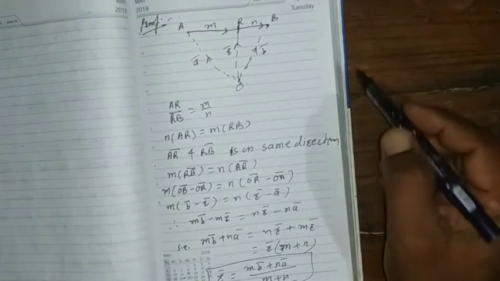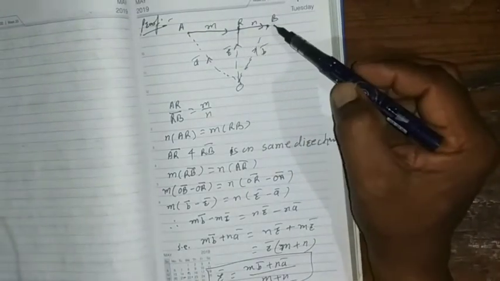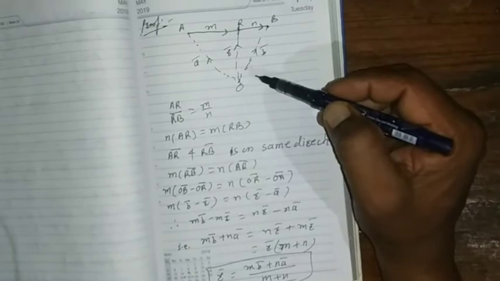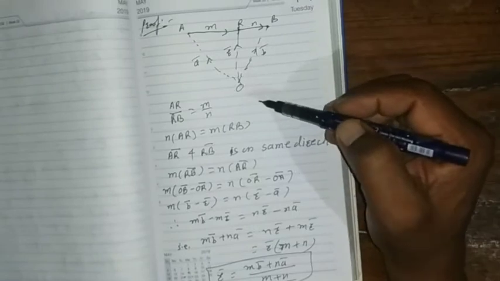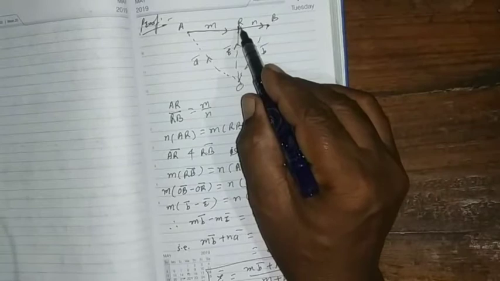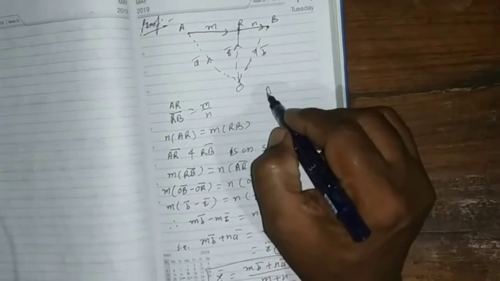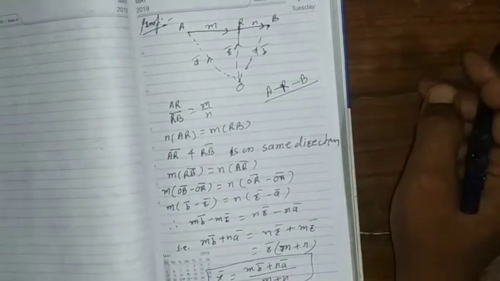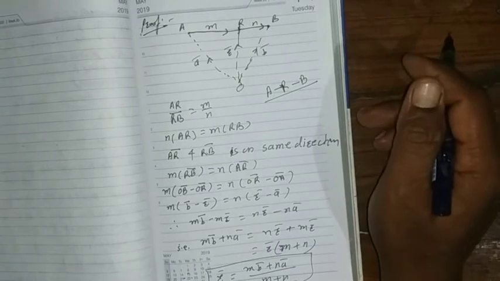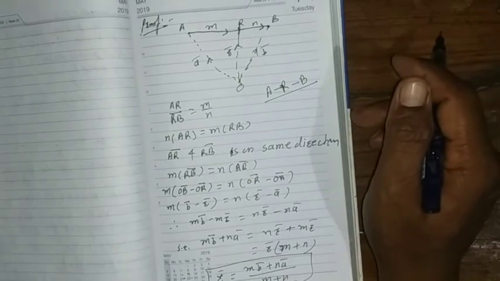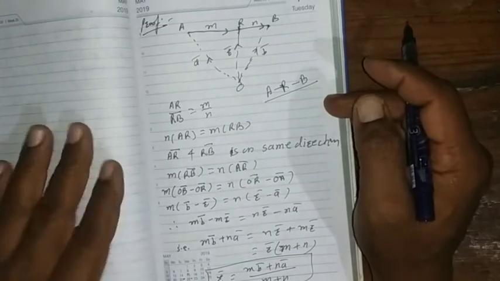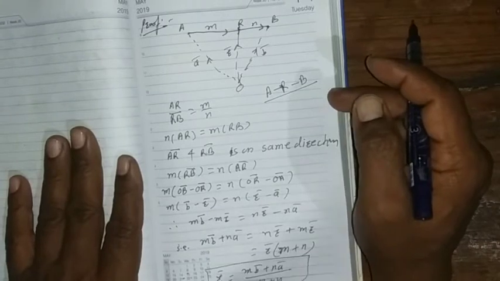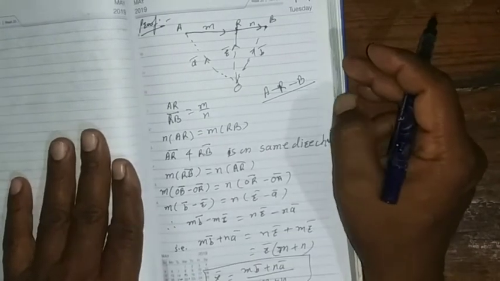We take 2 points, vector A and B, in a space. Point R divides segment AB internally in the ratio m by n. We know R is a point in between A and B, that is A R B, so AR by RB is equal to m by n. For this type we have to solve this section formula for internal division, and we will take one example for this formula.